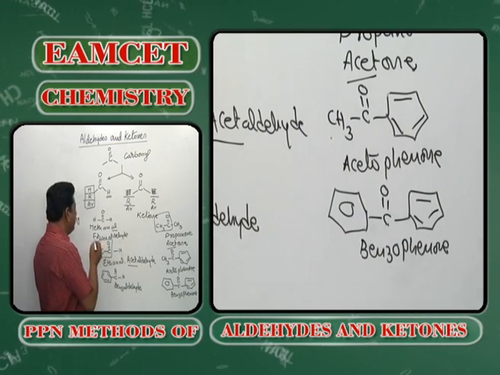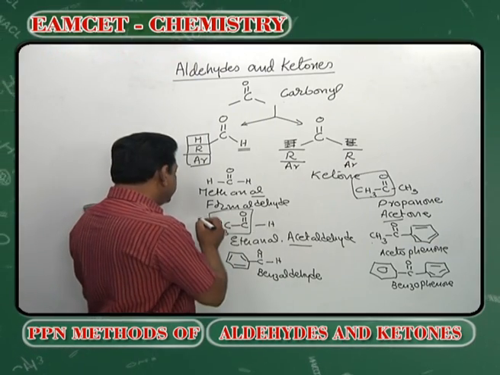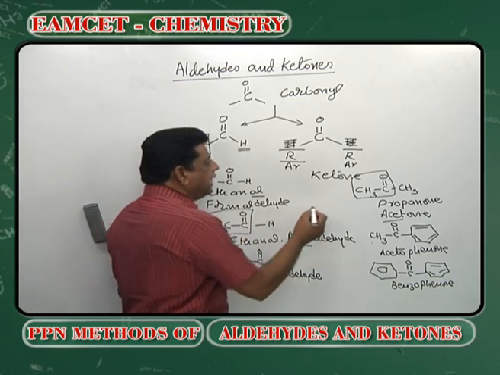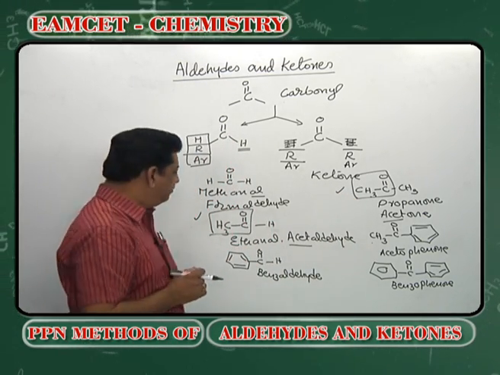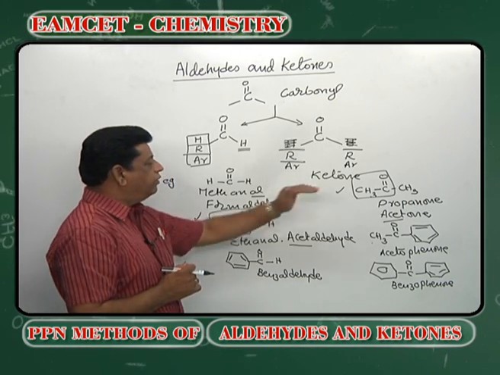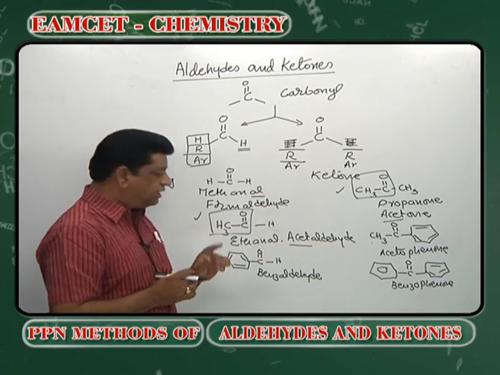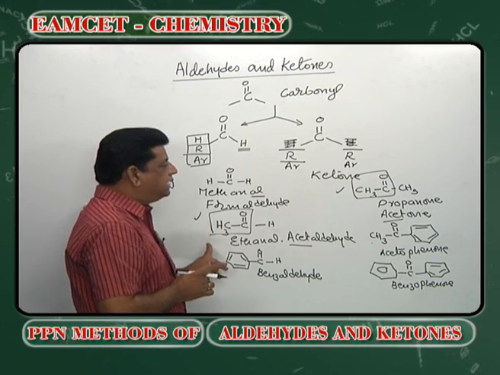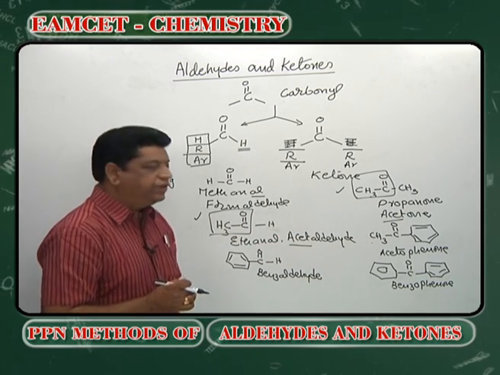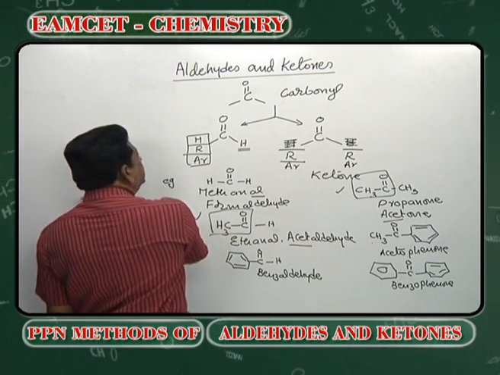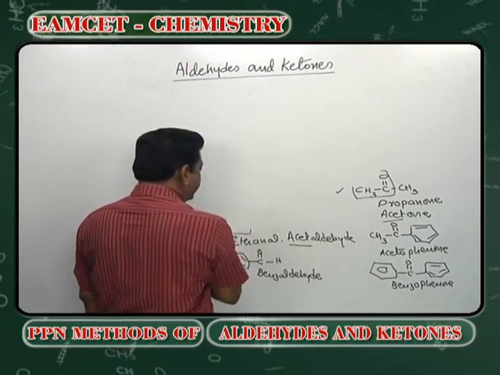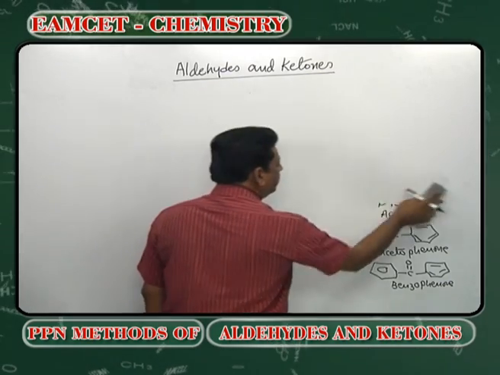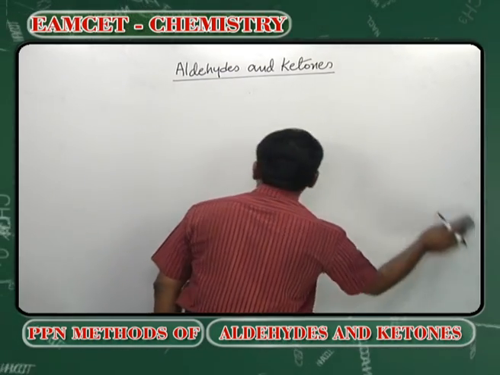But most of our discussion will be based on acetaldehyde and acetone. These are the two typical examples taken for the study of aldehydes and ketones. We are going to see preparations and properties with reference to acetaldehyde and acetone. Now let us see how acetaldehyde and acetone, and in general aldehydes and ketones, are prepared. Preparations, let us now take up.